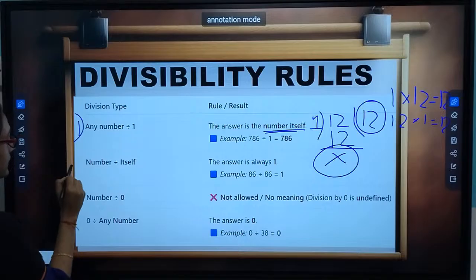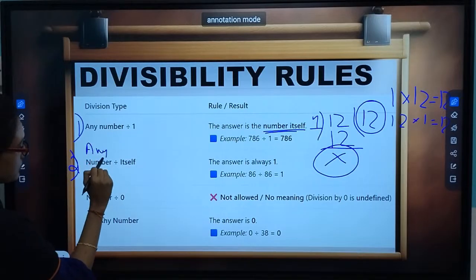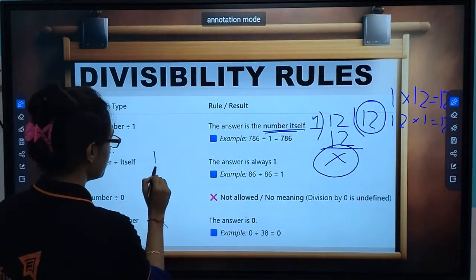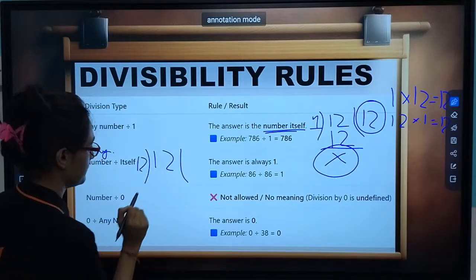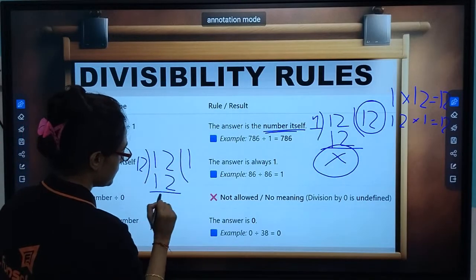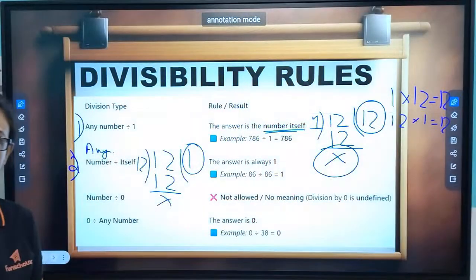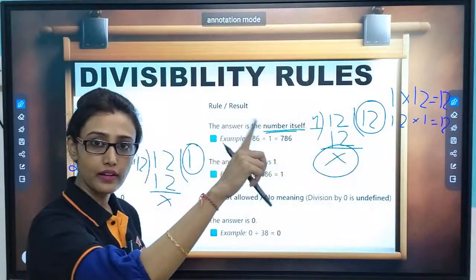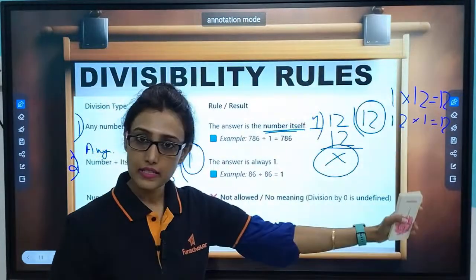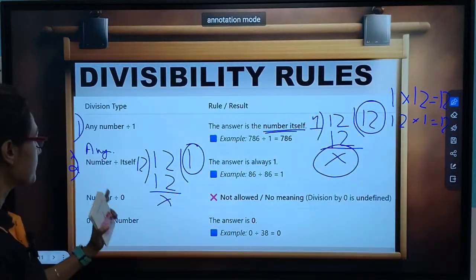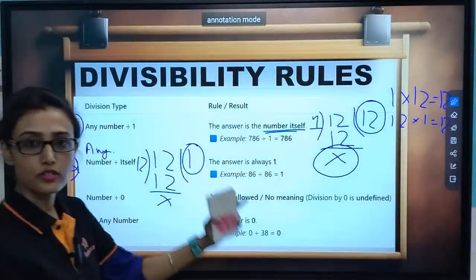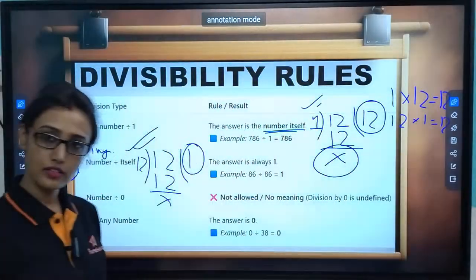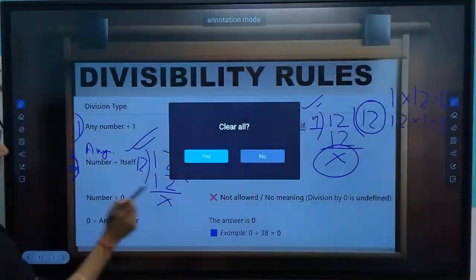Now the next rule: any number divided by itself. What does that mean? 12 divided by 12. 12 ones are 12. So the answer is always 1. Any number divided by 1 is always the number itself, and any number divided by itself is always 1. I have shown you how. Understood?